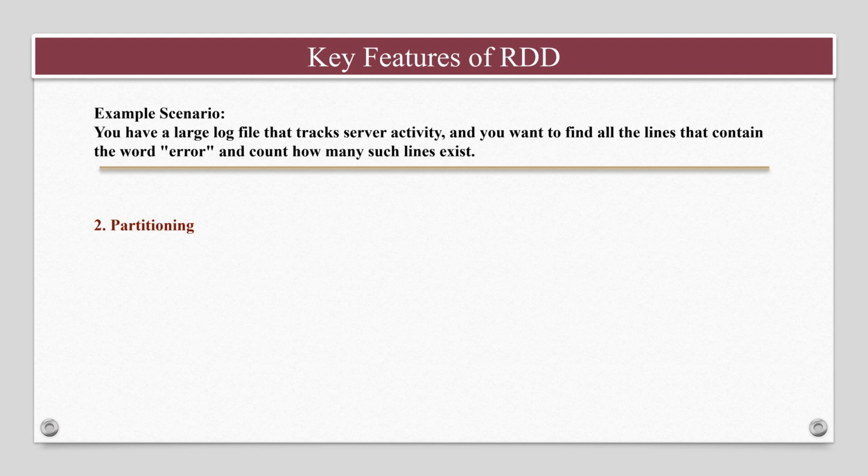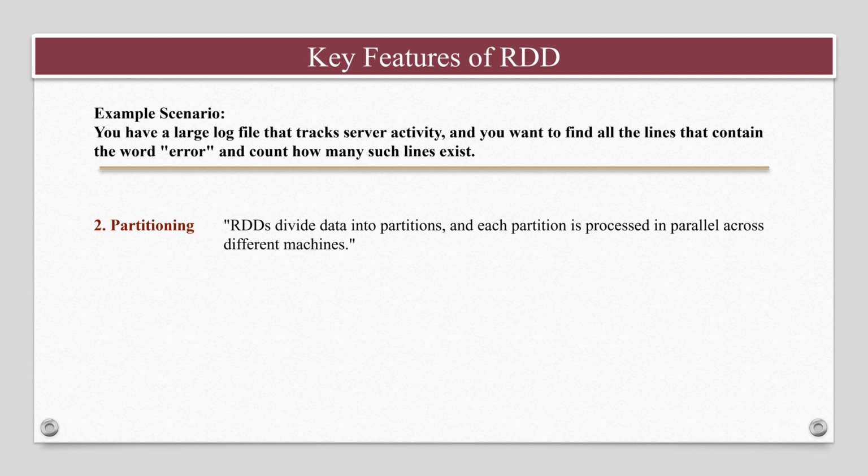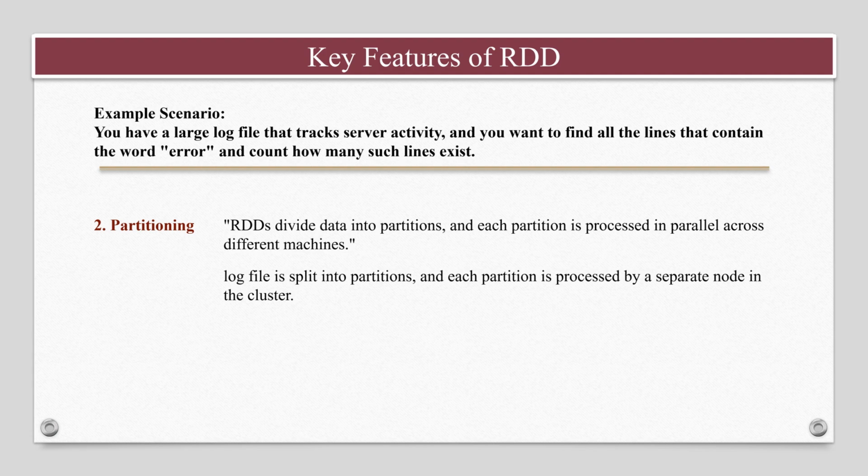Second feature is partitioning. RDD is divided into partitions and each partition is processed in parallel across different machines. It's like cutting a pizza into slices and everyone gets to eat a slice at the same time. Example, your log file is split into partitions and each partition is processed by a separate node in the cluster. Imagine your log file is divided into 5 chunks and each chunk is processed on a different machine, reducing the overall processing time. This allows large scale parallel processing, speeding up the computation.